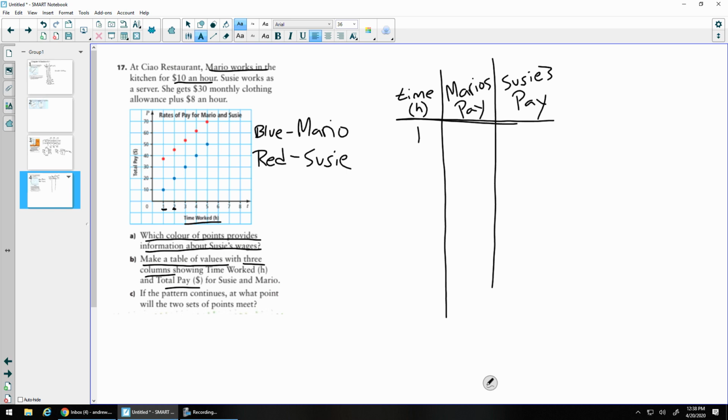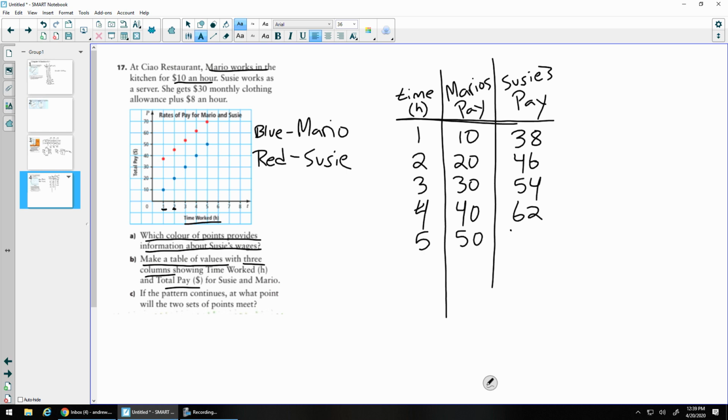Okay, so when Mario works 1 hour, he gets $10. When Susie works 1 hour, she gets the $30 plus the $8 per hour. So she gets $8 plus that $30, so she's actually at $38. After 2 hours, Mario gets $20. Susie gets another $8, so we're at 46. After 3 hours, Mario gets $30, so he gets another $10 an hour. And Susie gets another $8 from there, which would bring her up to 54. Okay, at 4 hours, Mario gets $40. Susie gets 54 plus 8 is 62. 5 hours, it's 50. And 62 plus 8 is 70.